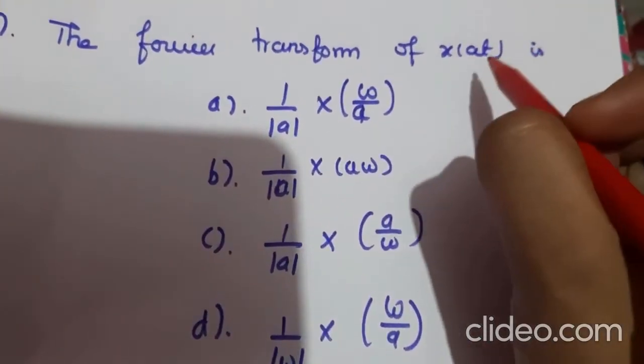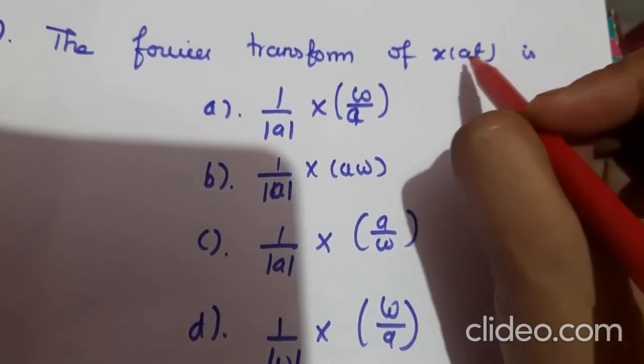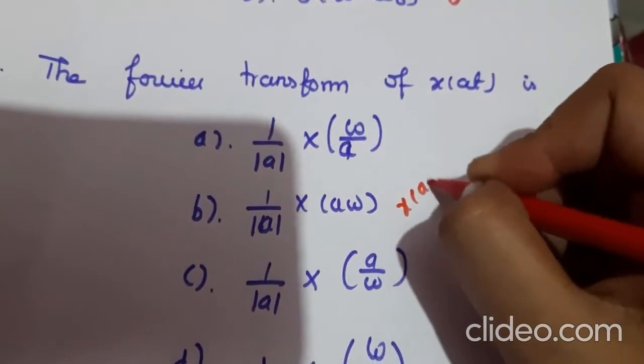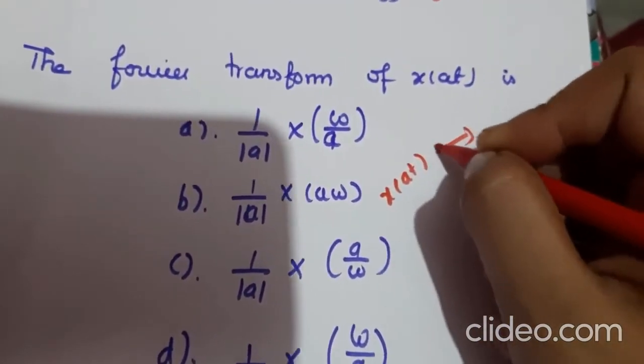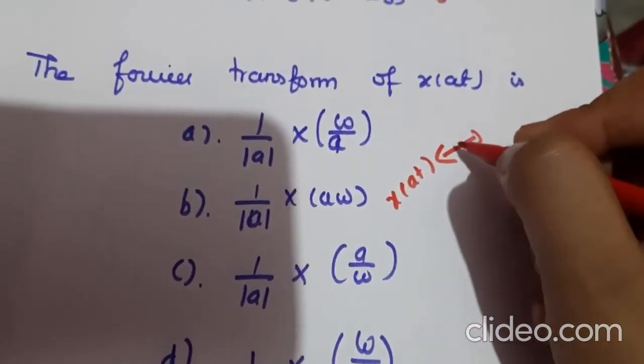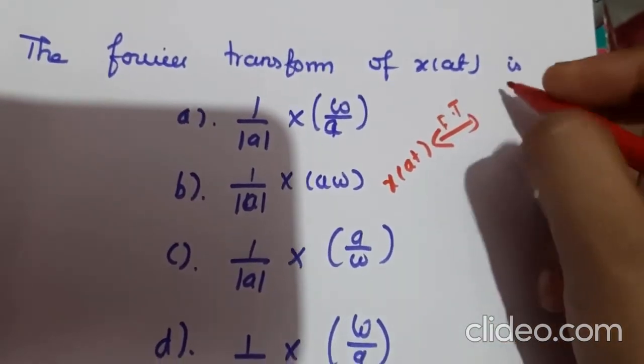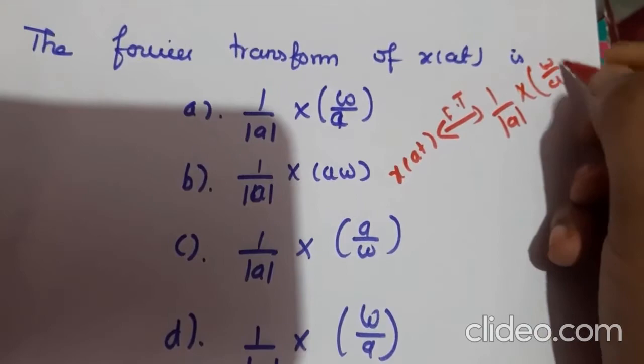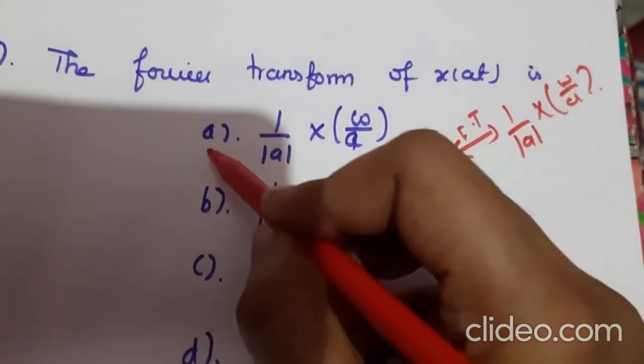In second question, the Fourier transform of x of a t is, and this also we can study in Fourier transform properties. So the Fourier transform of this is equal to 1 by modulus a, X of omega by a. So here the answer is A.